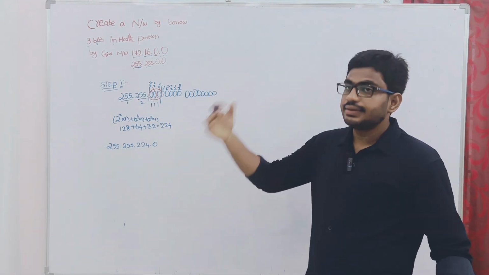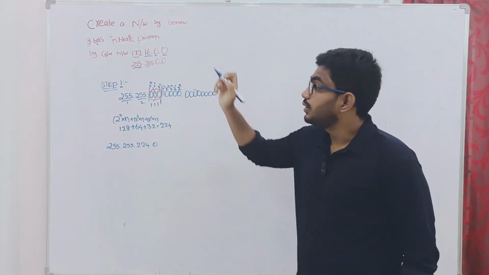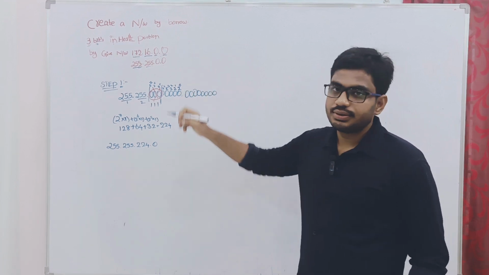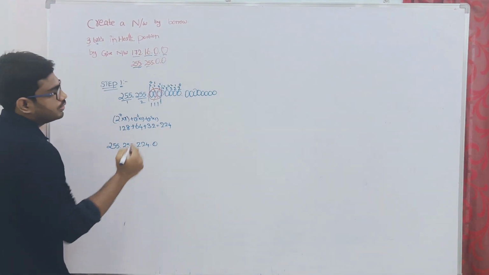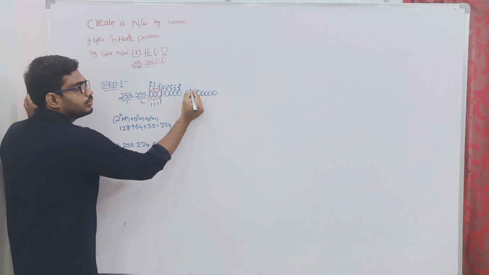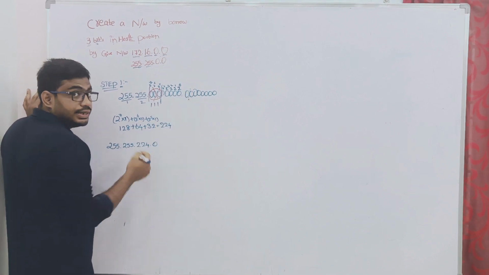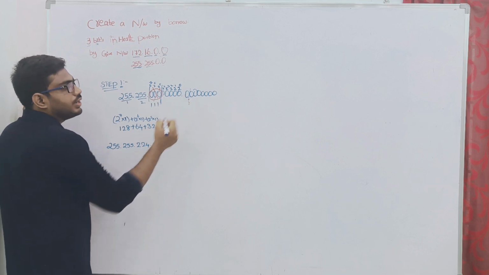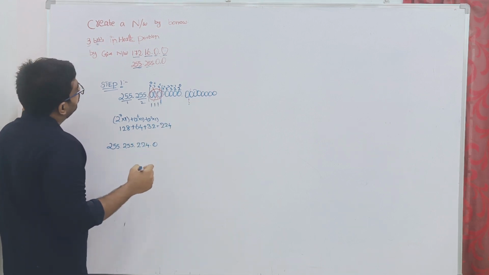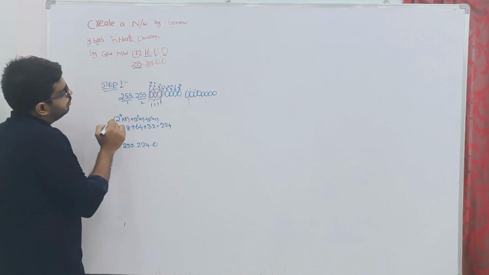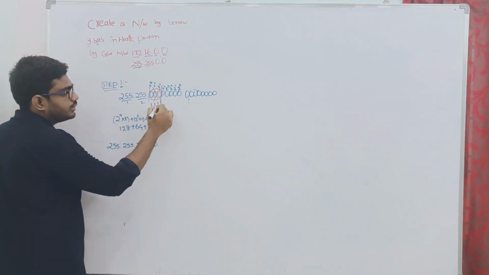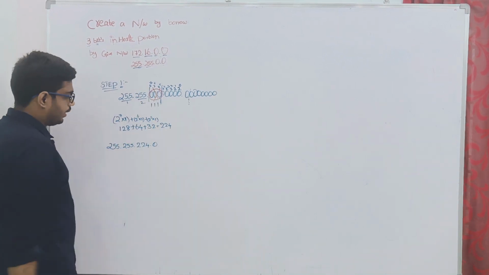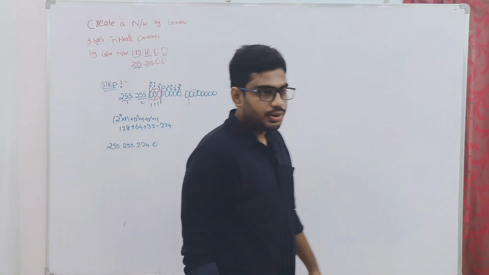In case they give 9 bits, or more than 8 bits, that will be reflected in the fourth octet also. But they gave only 3 bits, so that will be reflected only in the third octet. So this is our new subnet mask.